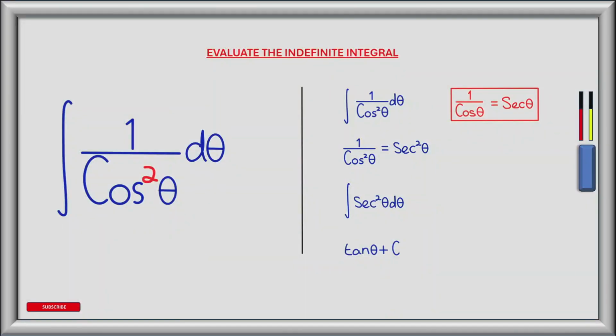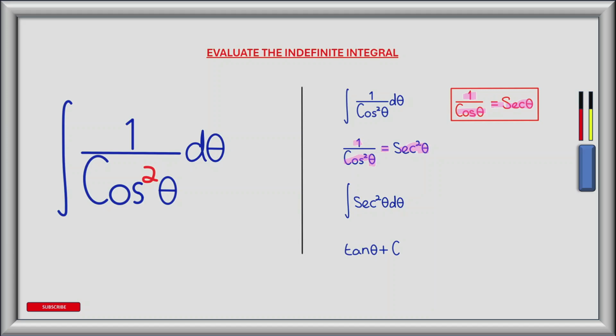Let's look at how we find the indefinite integral of 1 divided by cos²θ dθ. To evaluate this, we need to use a trig identity to help replace 1 divided by cos²θ with something that we can more easily integrate. For this integral, we can use the trig identity 1 divided by cos θ is equal to the secant of theta. Now, if we square both sides of this equation, we are left with 1 divided by cos²θ is equal to the secant squared of theta.